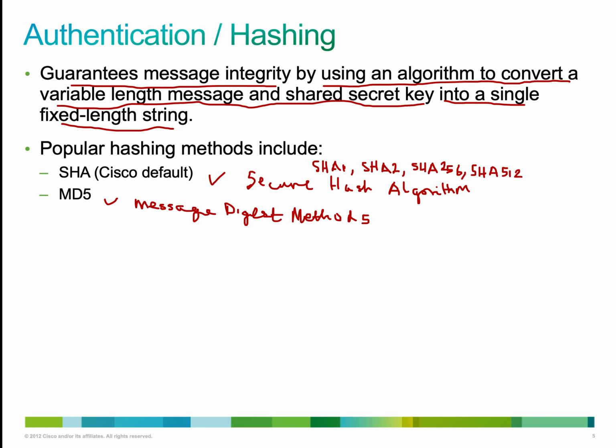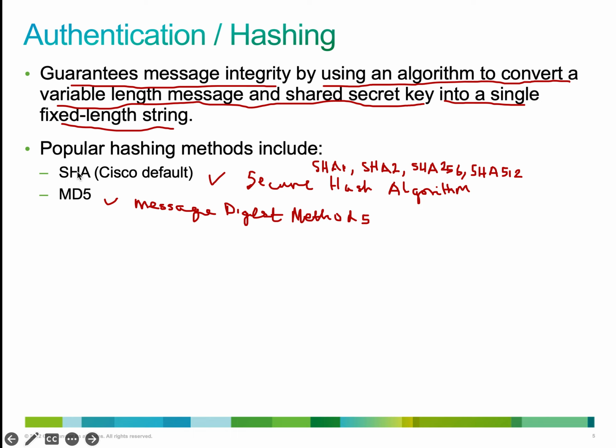So this is what hashing, or authentication, does, with a shared secret key between the sender and the receiver, between the two people that have authenticated themselves. Now, popular hashing methods that we normally use for authentication are, one, the SHA. We have SHA-1, SHA-2, SHA-256, and SHA-512. What does SHA mean? SHA simply means Secure Hash Algorithm. This is the one Cisco uses.